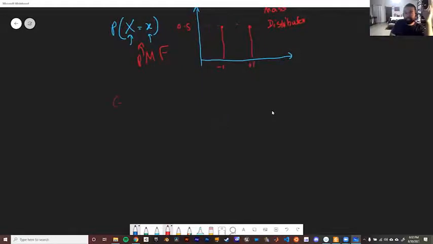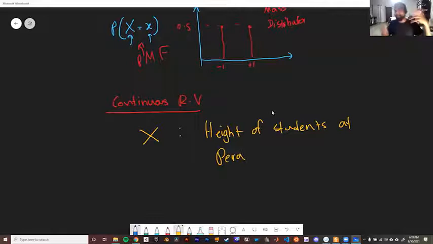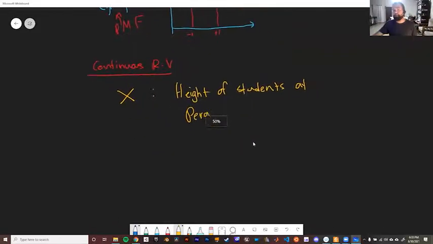Let's quickly talk about a continuous random variable example. What are continuous random variables? Basically, unlike discrete, you can have continuous values. A simple example is, let's say our variable is x, and a simple example is height of students at Pera. If we take everyone's heights and measure them at Peradeniya University, we will get a distribution of all possible heights. Since height can be any value, what we get is a continuous random variable.